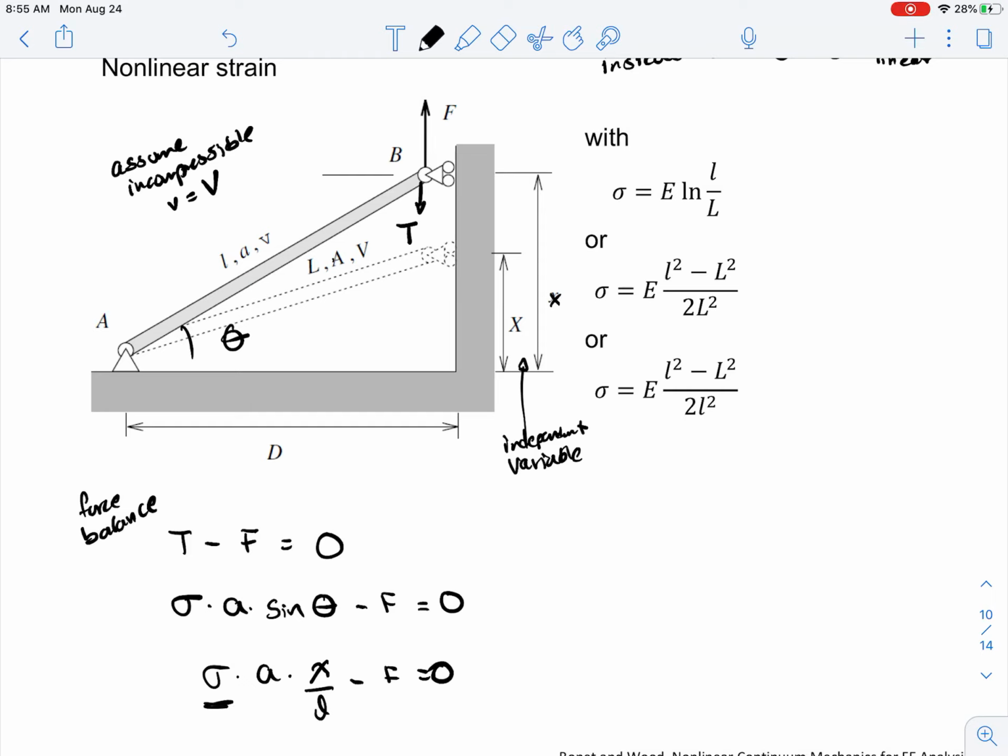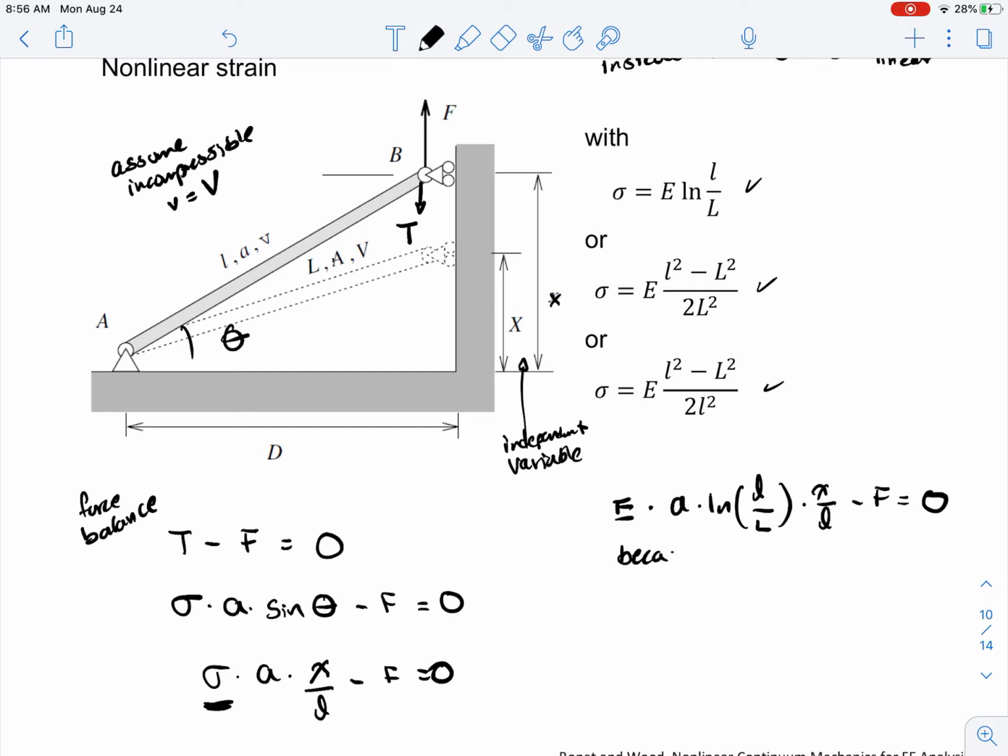And then if you want to substitute the stress, you can use either one of these. So let's say we write it in terms of the logarithmic one. So then we have E times A times the logarithm of l over L times x over l minus f equals 0.